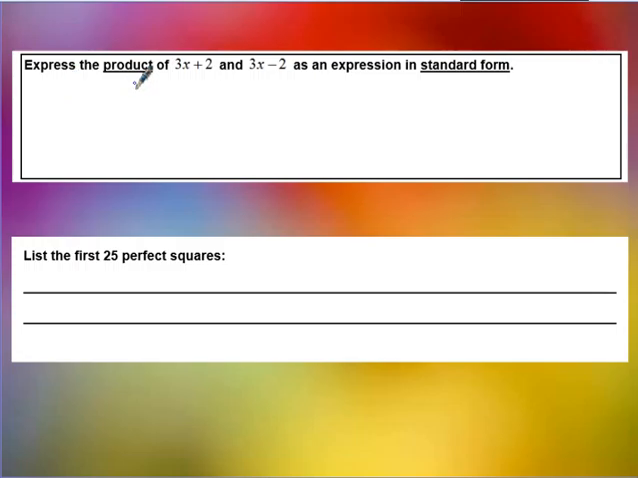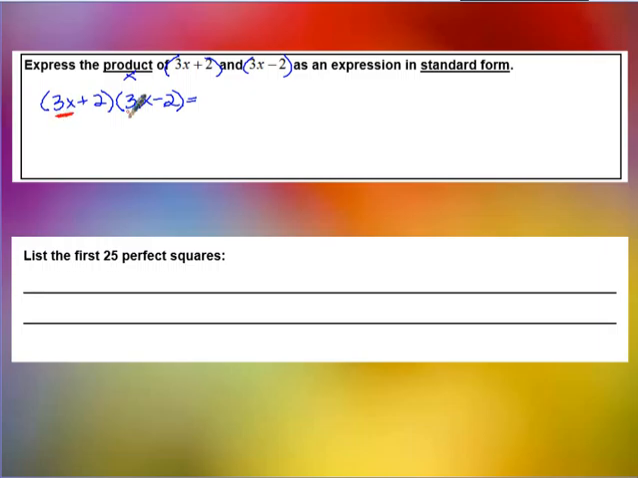It says, express the product of 3x plus 2 and 3x minus 2 as an expression in standard form. So product means I need to multiply. If I want to multiply binomial with binomial, I should use parentheses to indicate that this is a binomial times another binomial. Now, when we multiply binomials, we double distribute.